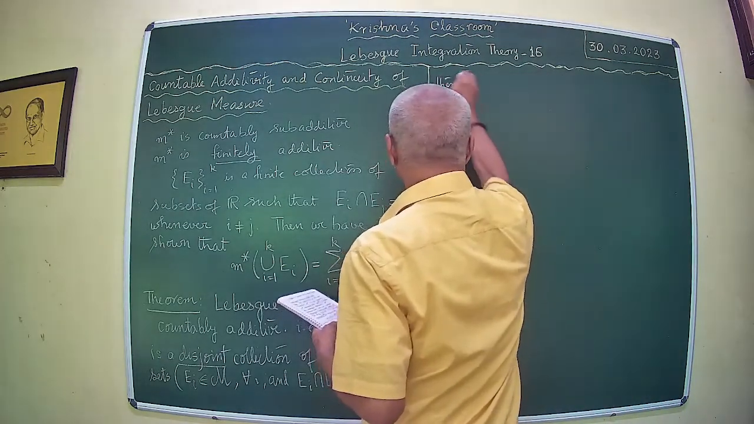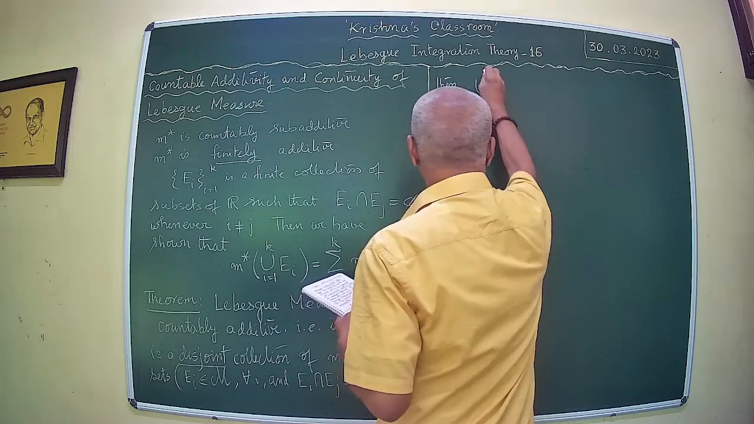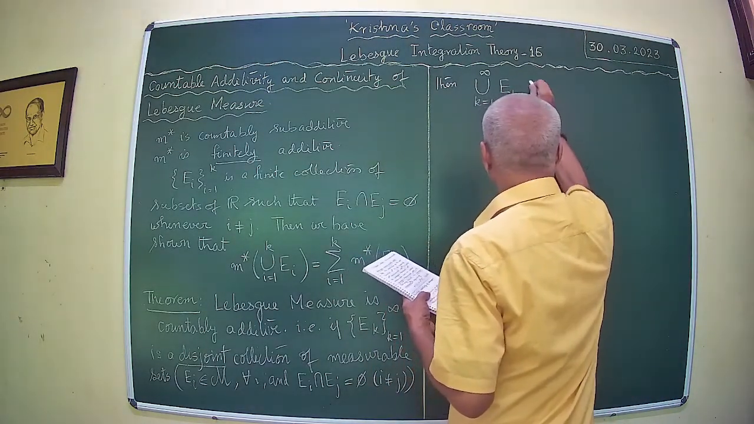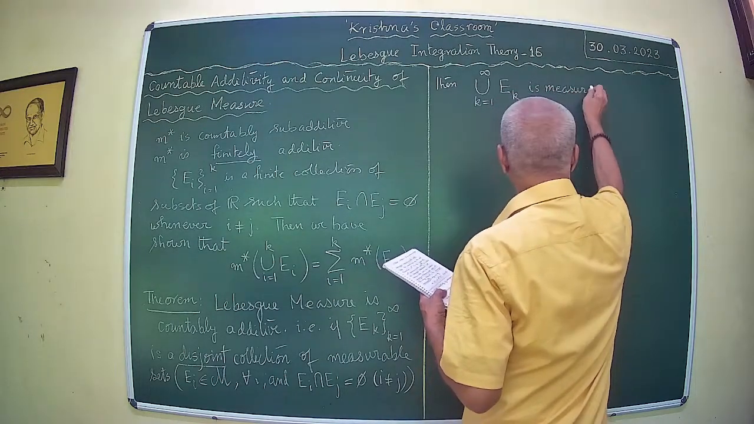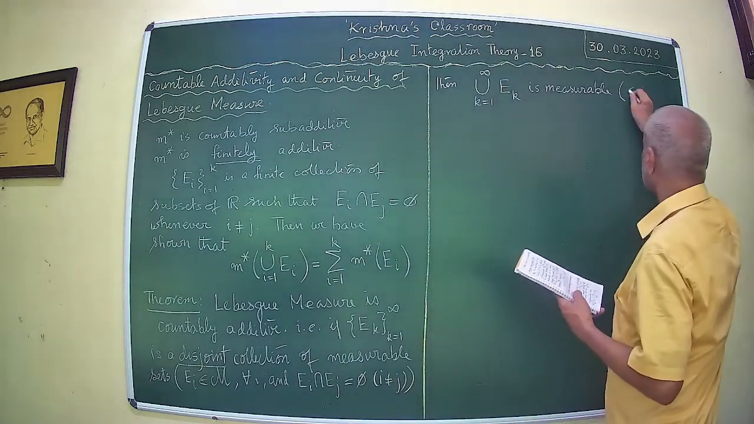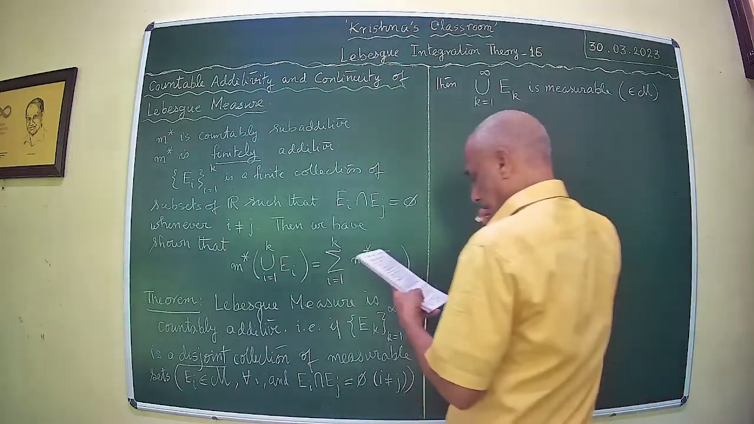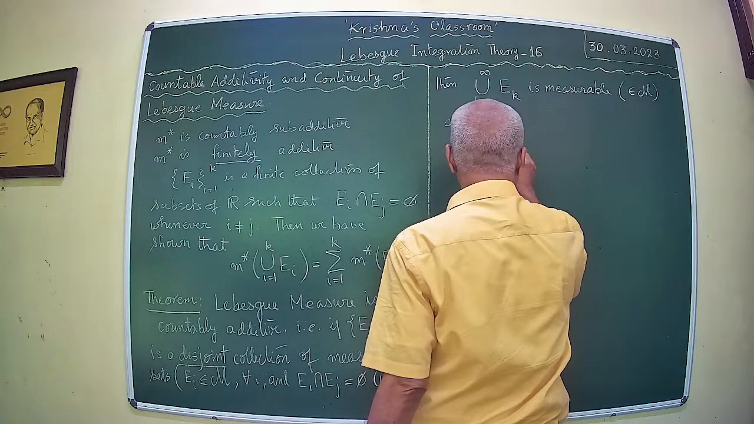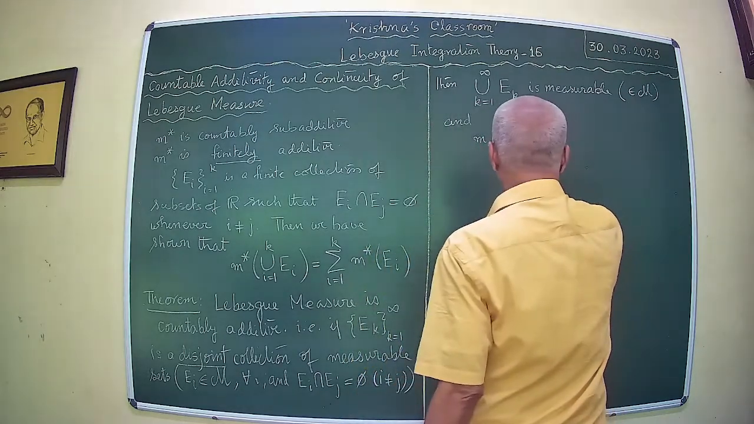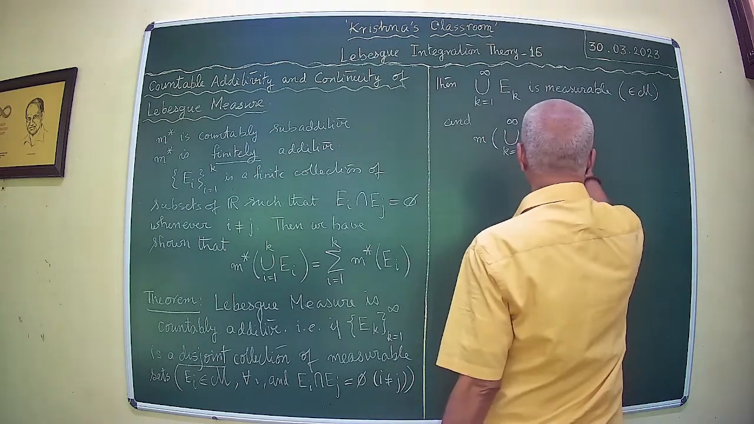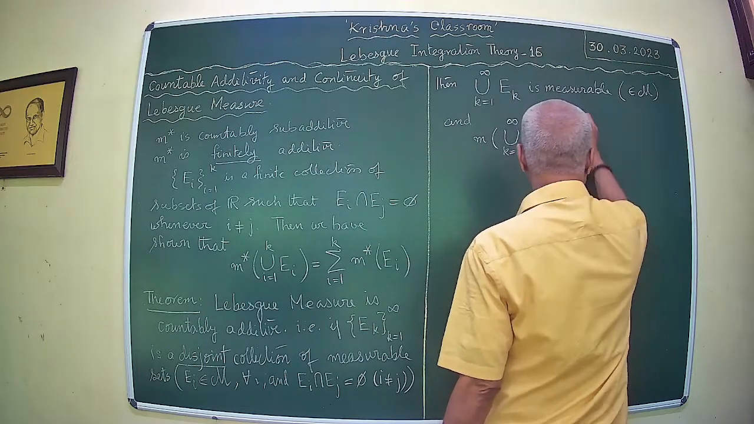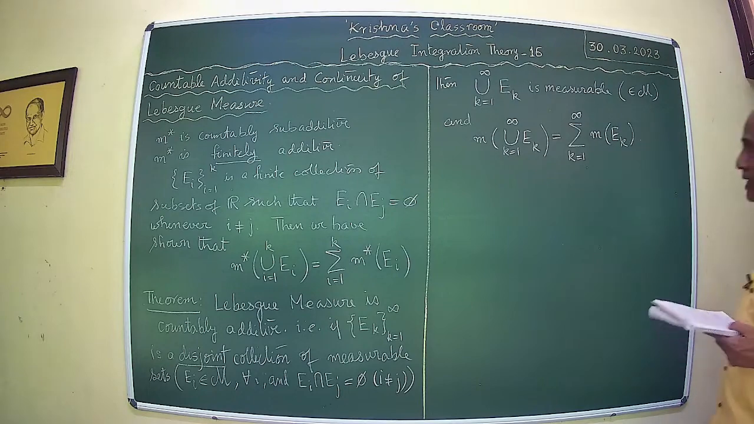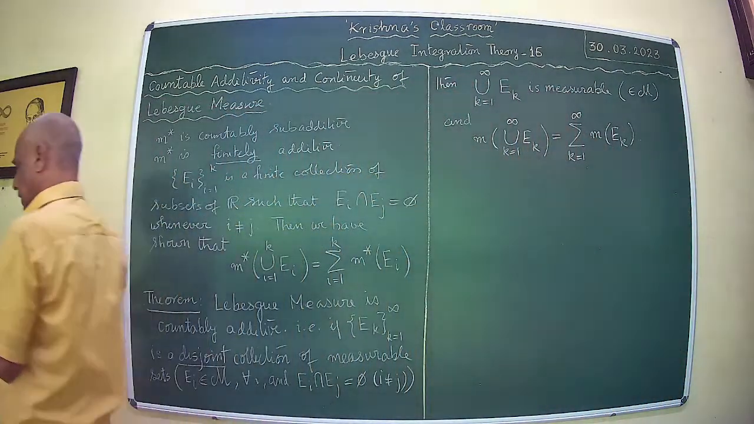Then the union E is measurable, which means it belongs to M, and the measure of E is the sum of the measures of Ei. Now this is the result that we want to prove. Okay, let us prove this.